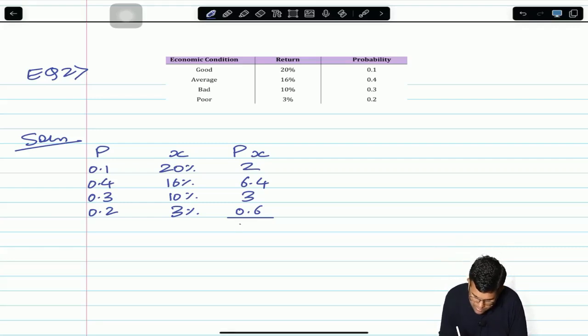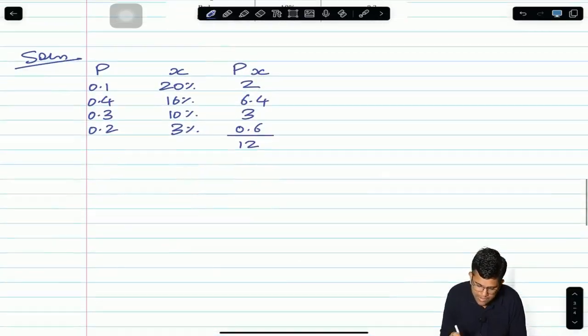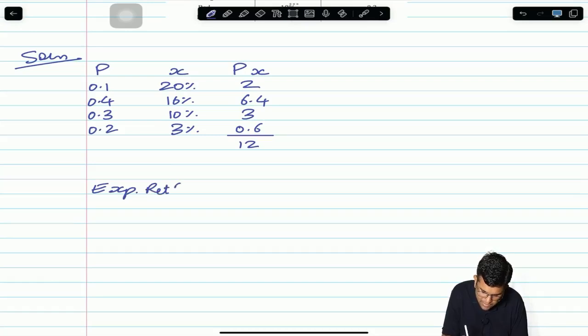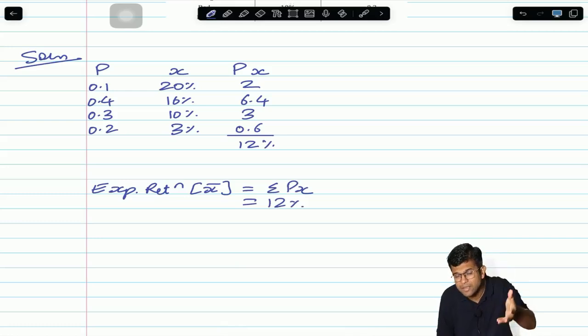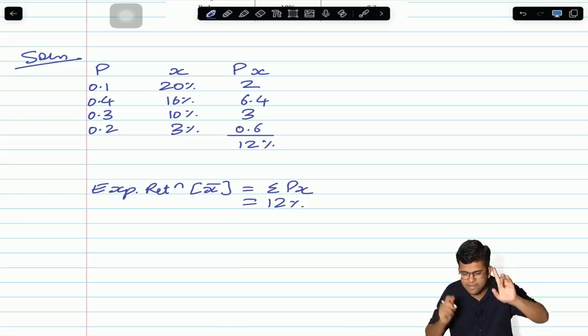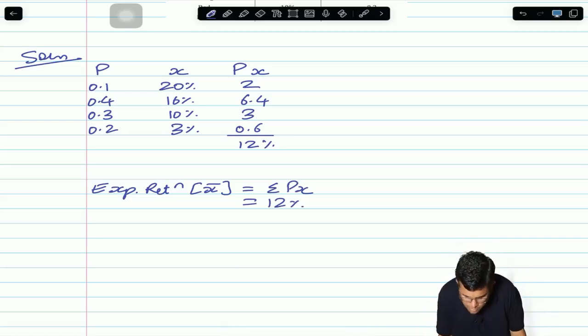This 12 that you got, I will say expected return, bracket x bar, is summation px, which is equal to 12. So you are basically expecting, on a weighted average, the share to give you a return of 12. Students, are you very sure you will get 12? No, there is an uncertainty.